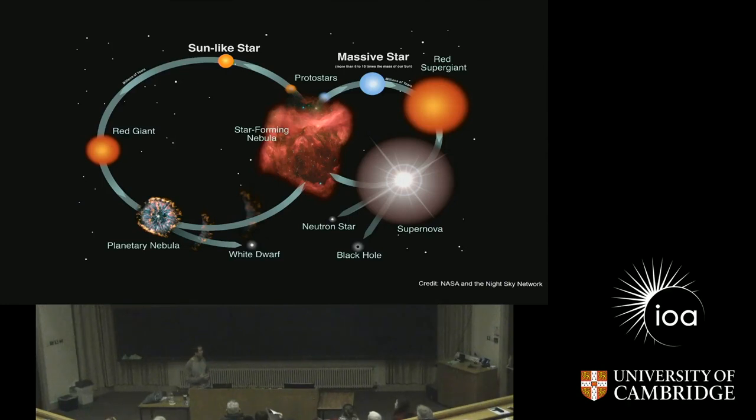And from this material, new stars and planets are formed, like the sun and Earth, and us. So in the end, we are made of star stuff.